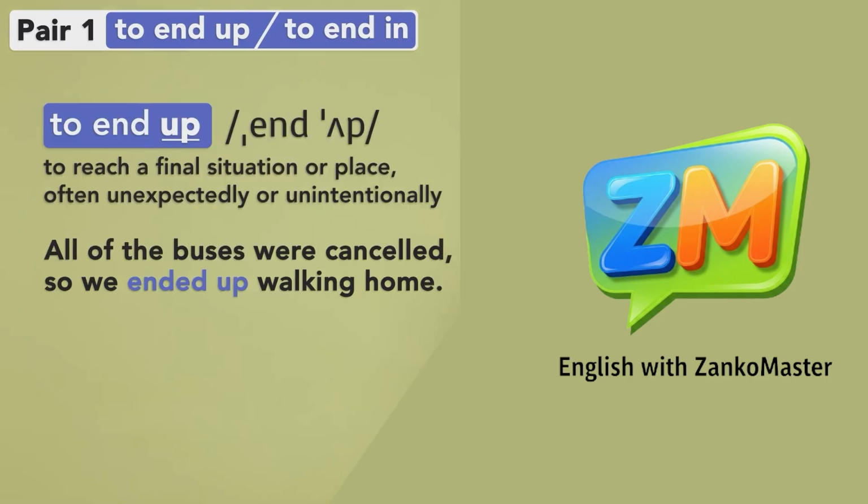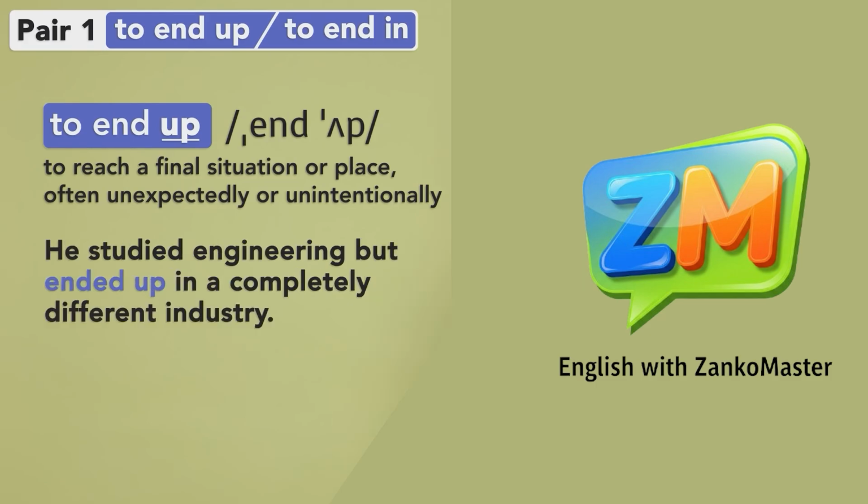But why? Let's look at to end up first. This means to reach a final situation or place, often unexpectedly or unintentionally. Let's expand on our example a little. All of the buses were canceled, so we ended up walking home. This is an example of an unexpected outcome. We didn't plan to walk. Here's another example. He studied engineering, but ended up in a completely different industry.